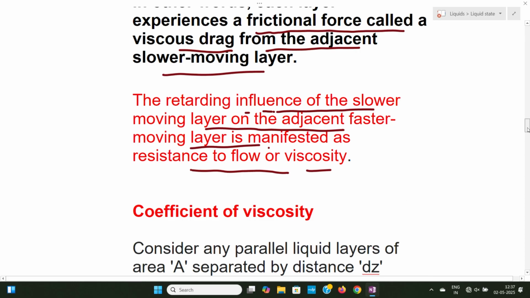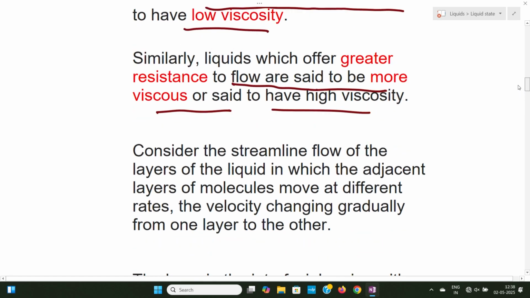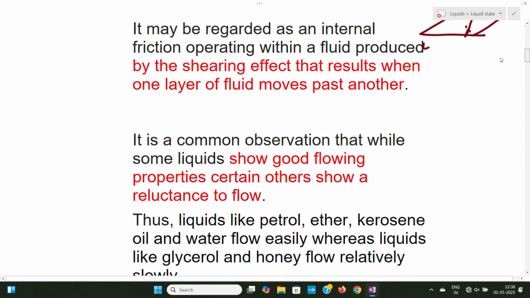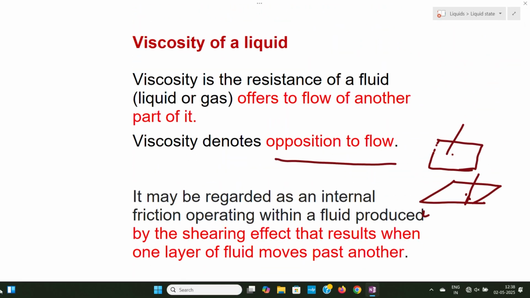Let us go through viscosity once again. Viscosity is nothing but the resistance of a fluid, or we can say the internal friction, and it depends upon the strength of the intermolecular forces. If the intermolecular forces are high, the liquids will be more viscous. If the intermolecular forces are less, the internal friction will be less, and those liquids will be low viscous liquids.